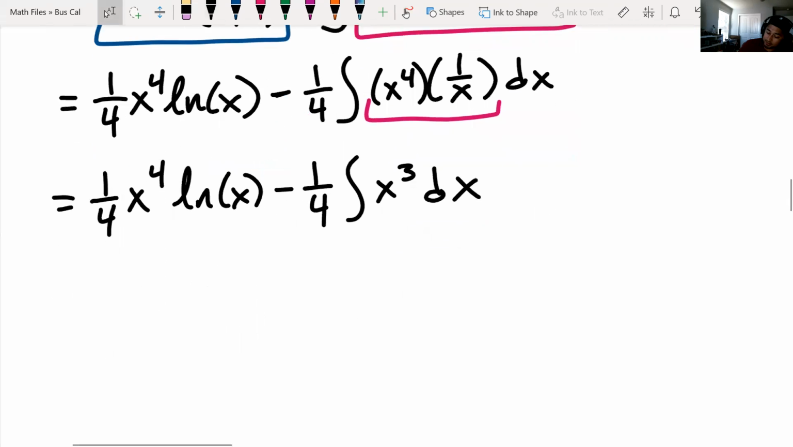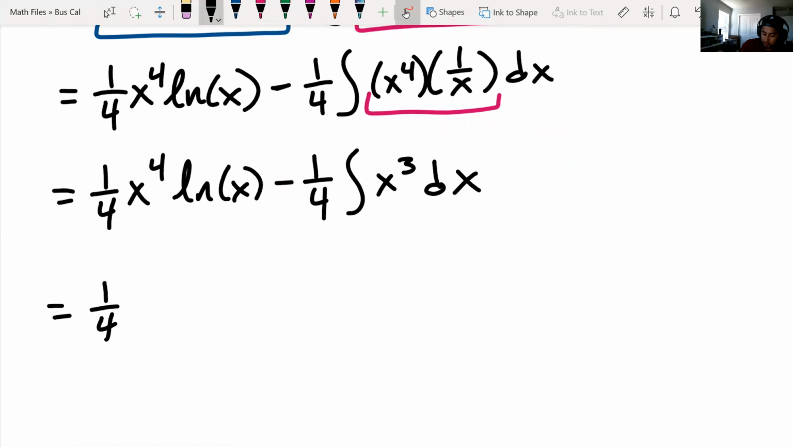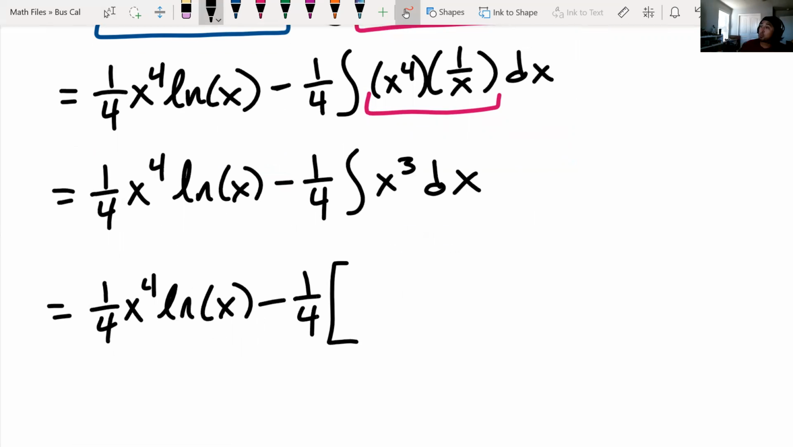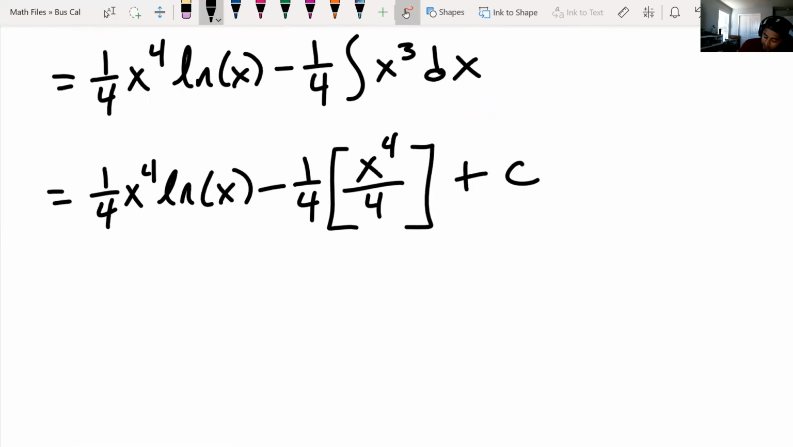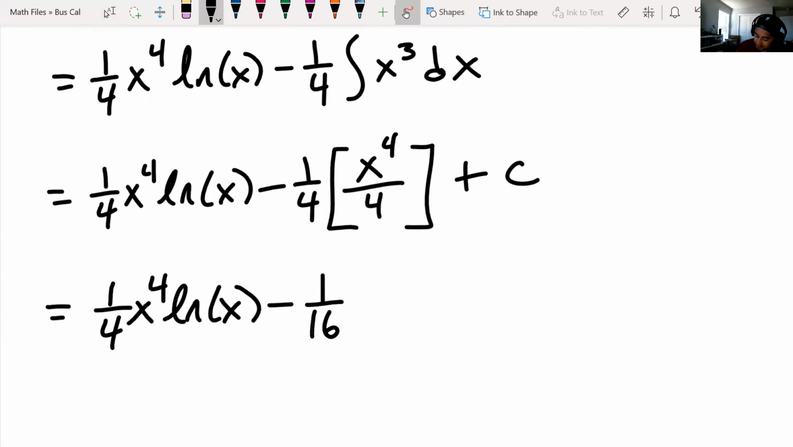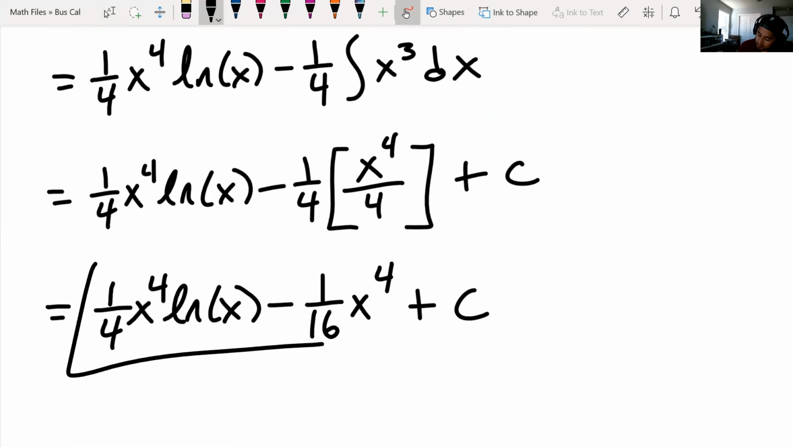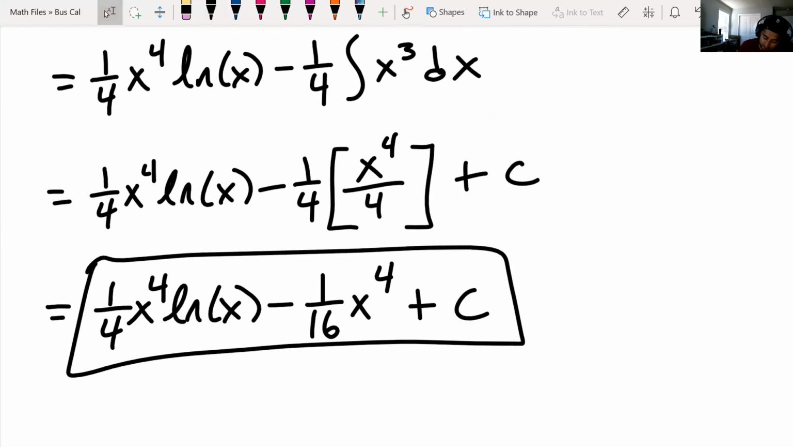Okay, let's go. We're ready. Leading term stays the same. Minus the 1/4, put a bracket there to be neat. And now we get the antiderivative of x cubed, x to the 4th over 4 plus c. One final rewrite, 1/4 x to the 4th natural log x minus 1 over 16 x to the 4th plus c. Done and done.